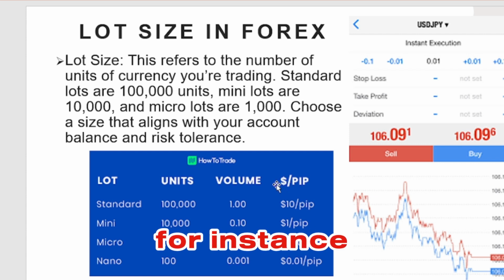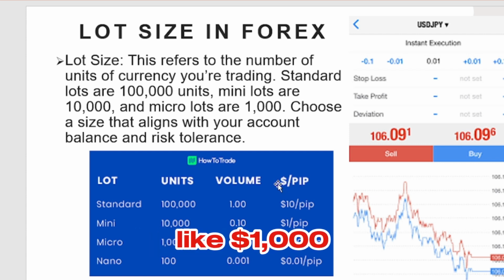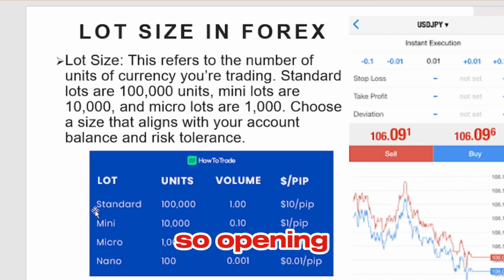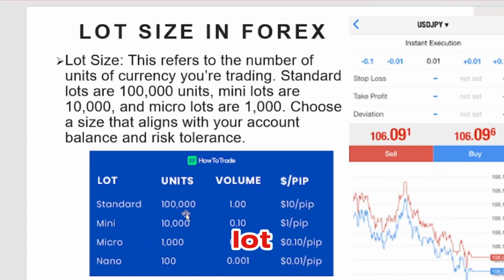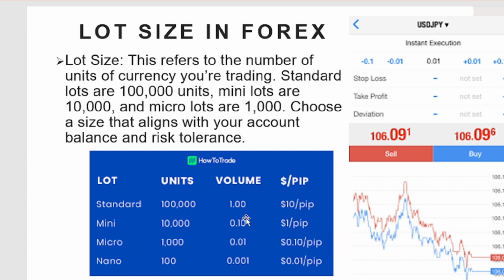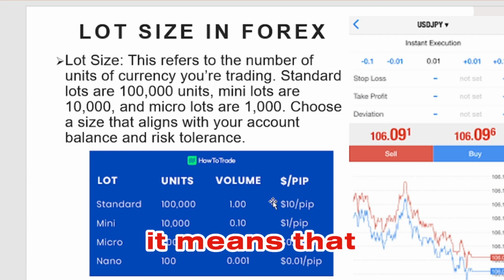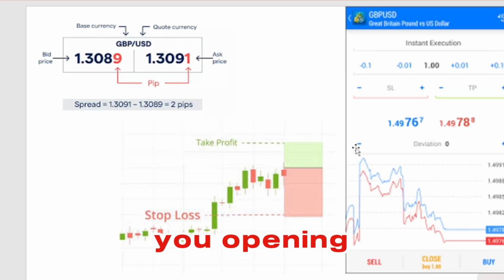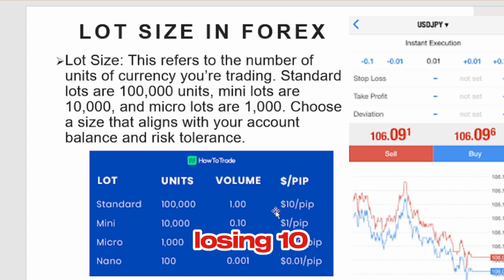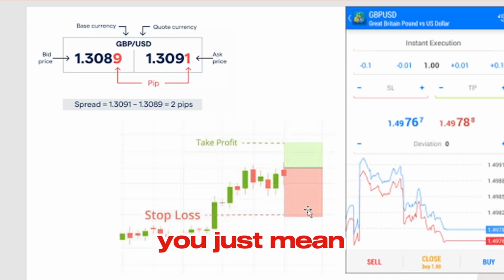So now let's say, for instance, you have $1,000 in your trading account. Now this is your MT5. Opening one standard lot means that you're buying 100,000 units of your base currency. It's denoted as 1.00. It means that for each pip movement, you'll be making or losing $10. This is what it just means.